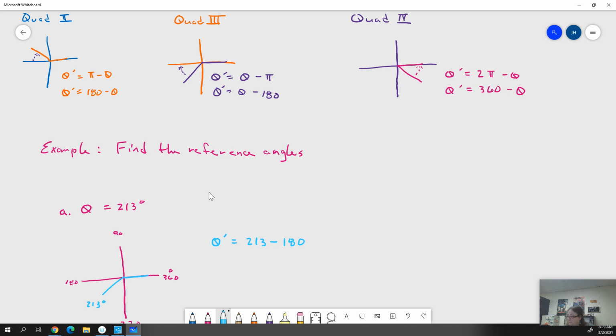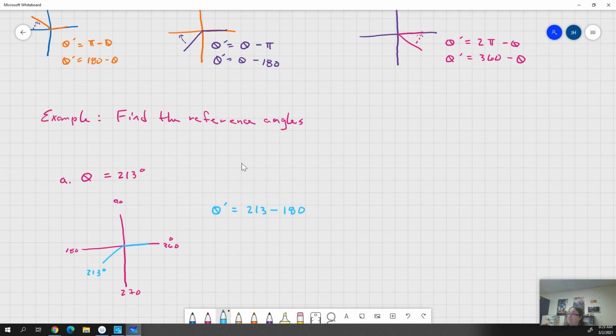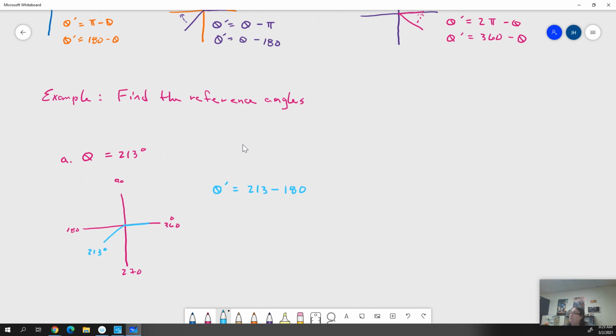Where did I get 213? That wasn't even my number. I don't know, but it totally works, so it doesn't matter. Oh, that was one of your checkpoint questions that I had set aside for you. So we're doing that right off the bat. So 213 minus 180 equals 33 degrees. So our reference angle is 33 degrees.